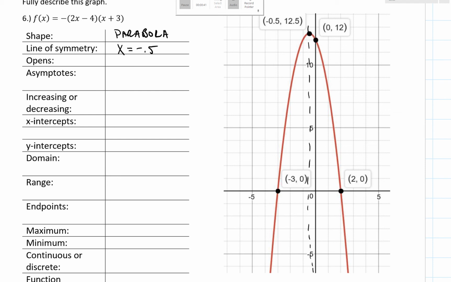Alright, so it's opening down. Now asymptotes, a quadratic doesn't have any asymptotes, so we would just say none. Now on a graph that has a line of symmetry, there's probably going to be increasing and decreasing. So remember, we think about our little guy walking on the graph, and as he walks this way, he's going up. So on this side, he is increasing.